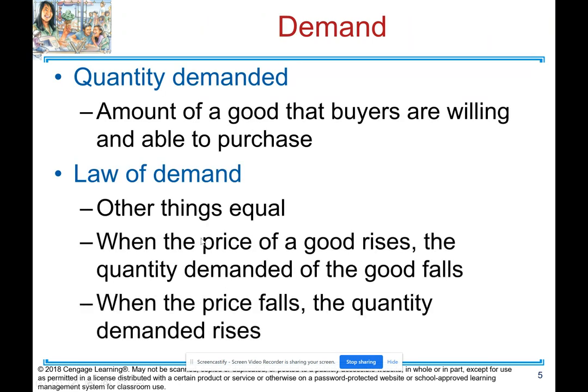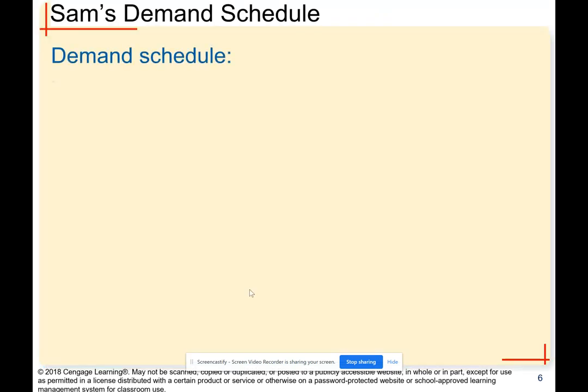Quantity demanded is defined as the amount of goods that buyers are willing and able to purchase. The law of demand states that, other things being equal, when the price of a good rises, the quantity demanded of the good falls. And when the price falls, the quantity demanded rises. In other words, demand is an inverse relationship. The law of demand is the inverse relationship between price and quantity.